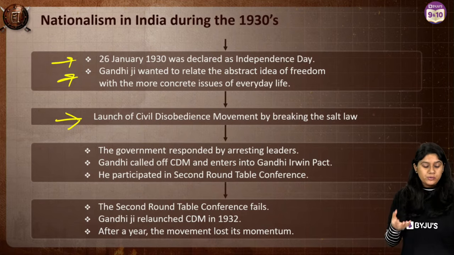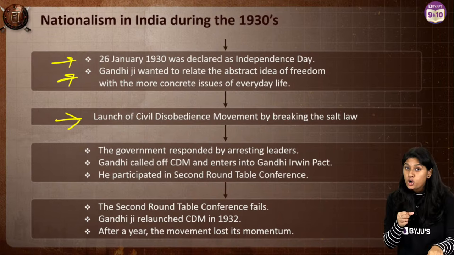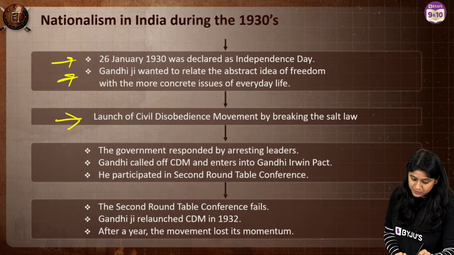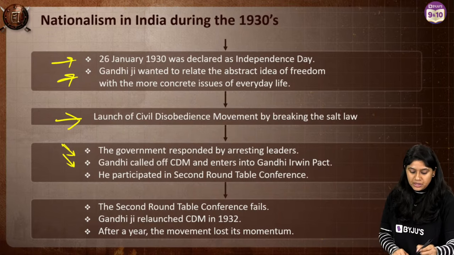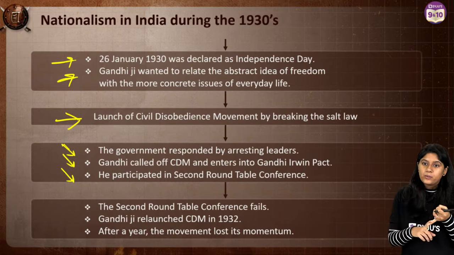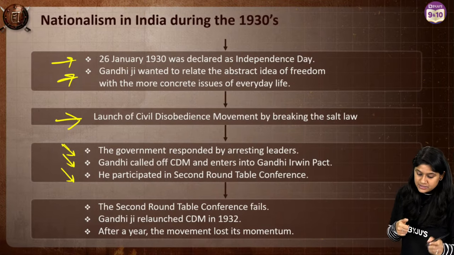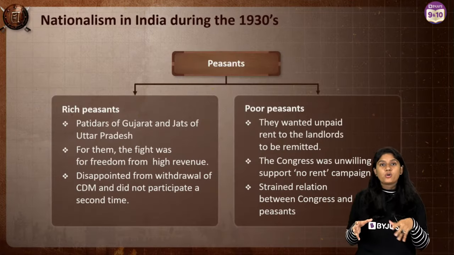So the government responded. The Civil Disobedience Movement was running, but the government was not very sure of it. So they started arresting people, and a lot of violence also happened. So Gandhiji called it off. And he went to the second Round Table Conference and signed the Irwin-Gandhi Pact. Then we talked about losing the momentum of the movement.